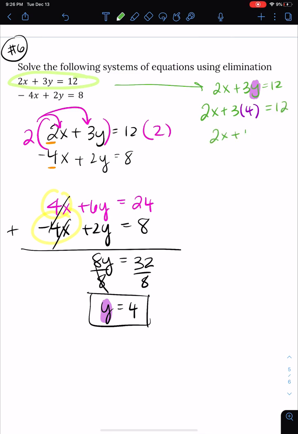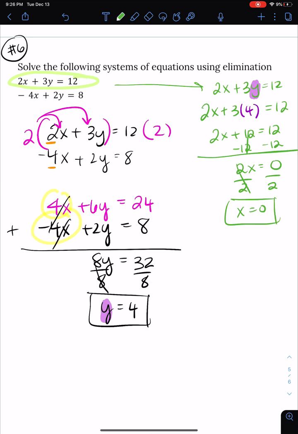So we have 2x plus 12 is equal to 12. And we're going to subtract 12 from both sides using inverse operations, and 12 minus 12 actually gives us 0. So here we're left with 2x is equal to 0. Then we can divide by 2 on both sides. These 2's will cancel out, and we're left with x is equal to 0, because 0 divided by 2 is 0. So my final answer can be written in the form 0, 2.